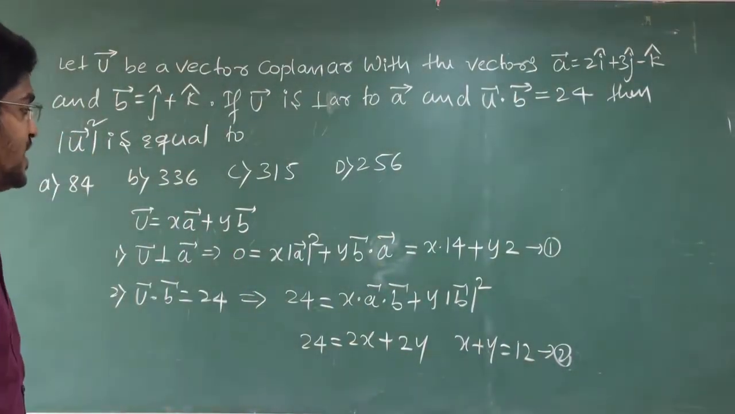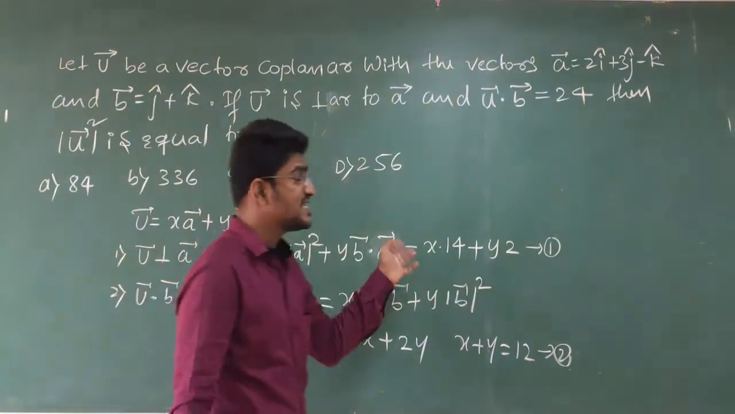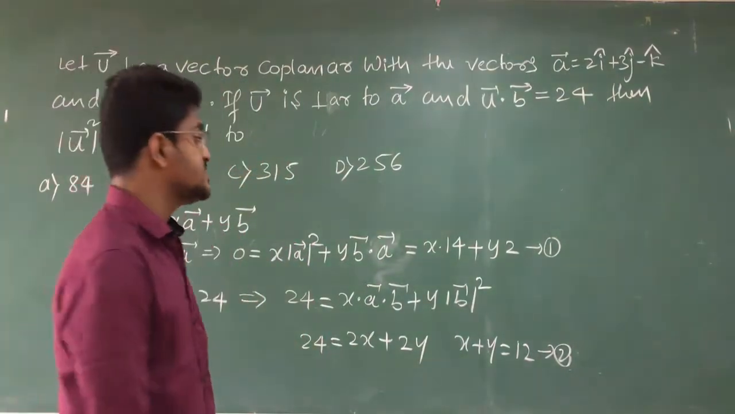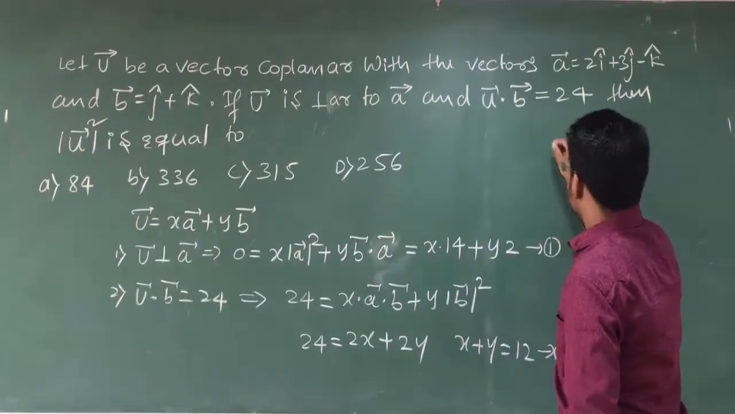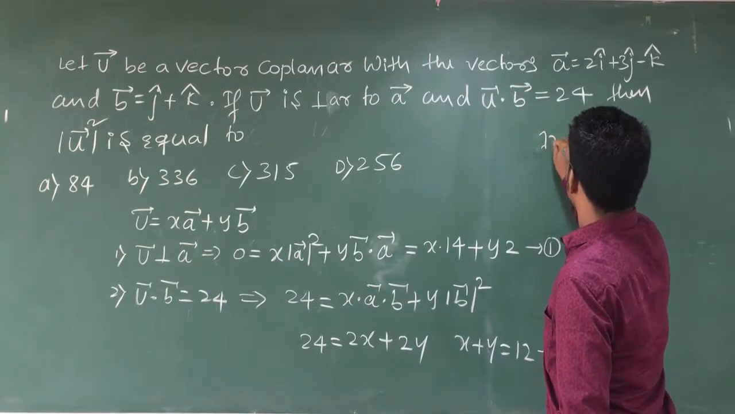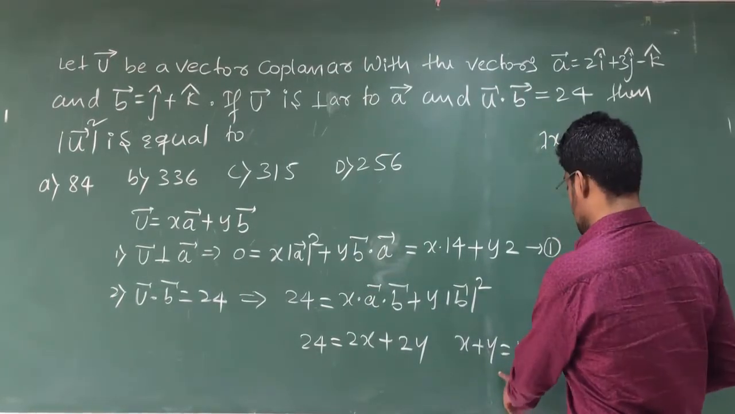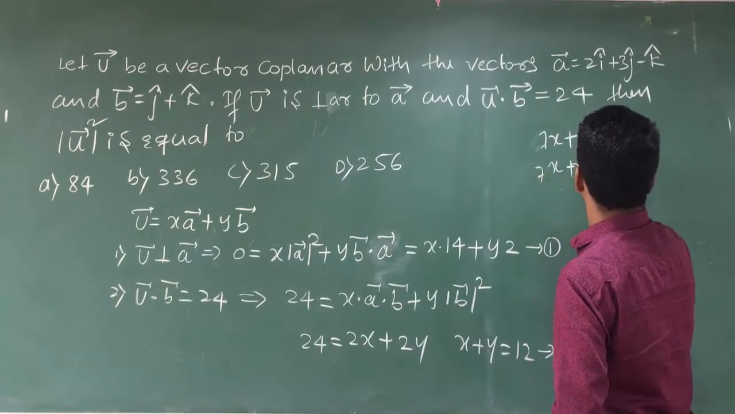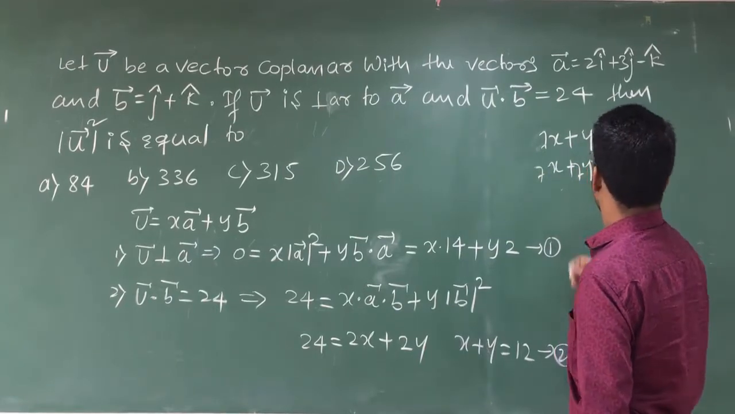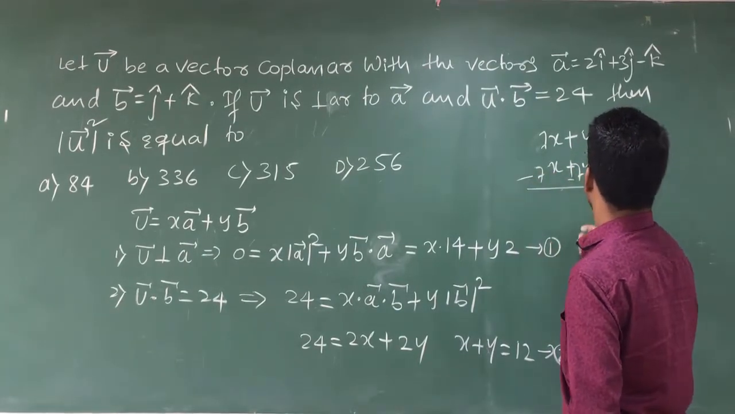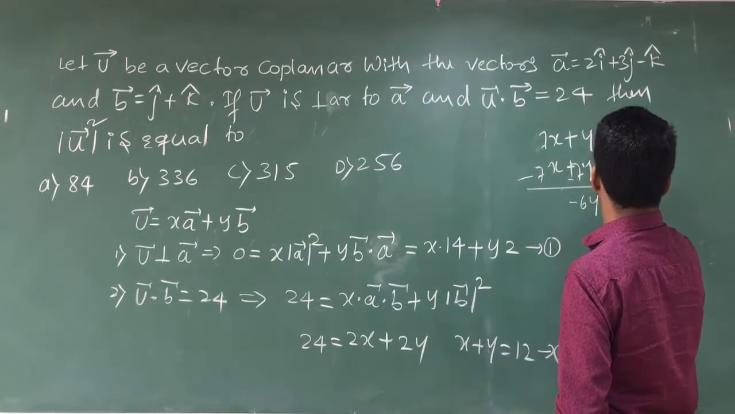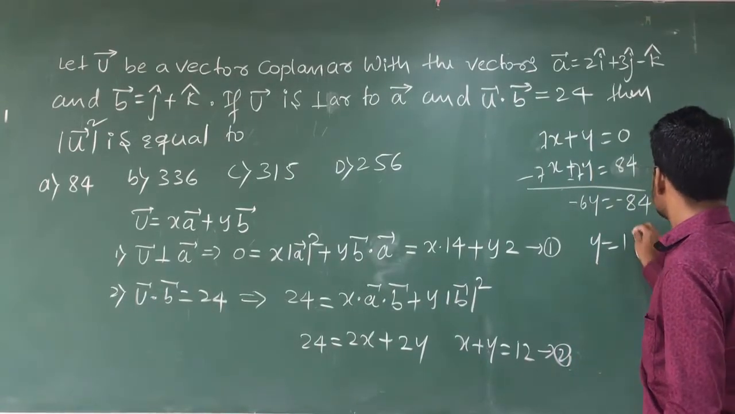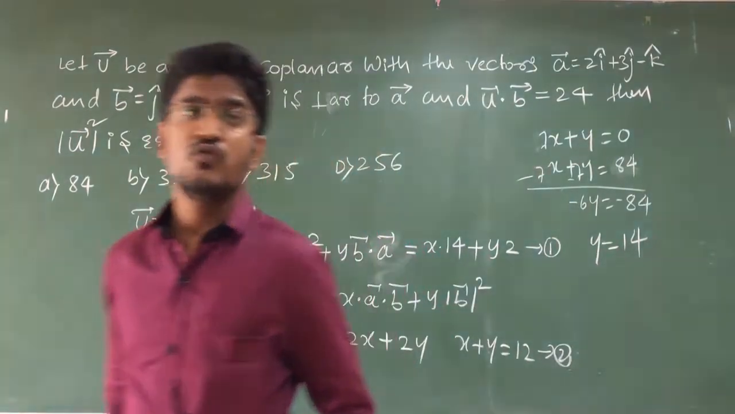Okay. So before solving for x and y, I will solve only for y. Why I am solving only y, I will explain in a few minutes. Clear? So this can be written as 7x plus y equal to 0, and this can be written as x plus y equal to 12. I will multiply it by 7, so this will be 84. If I cancel this, it will be minus 6y equal to minus 84. So y will be equal to 14.